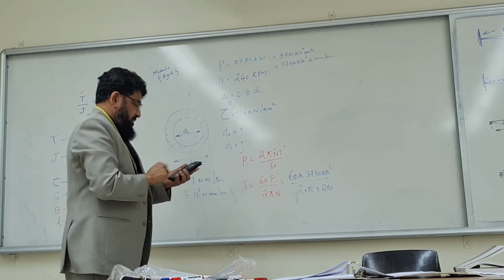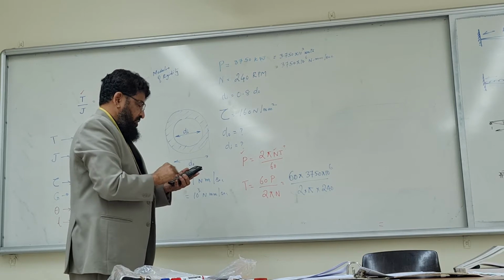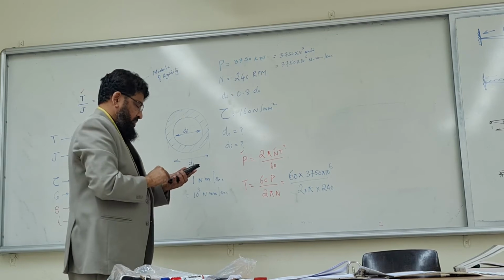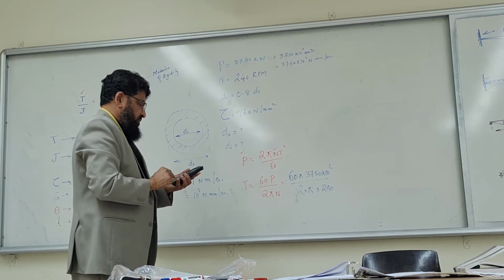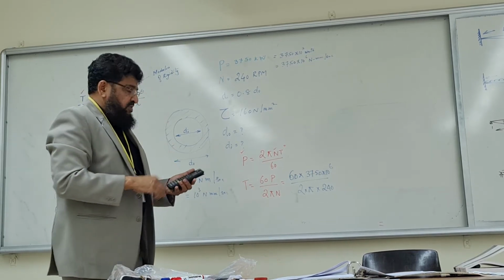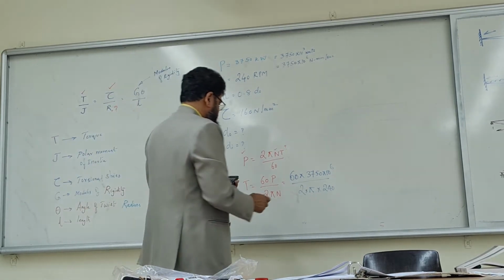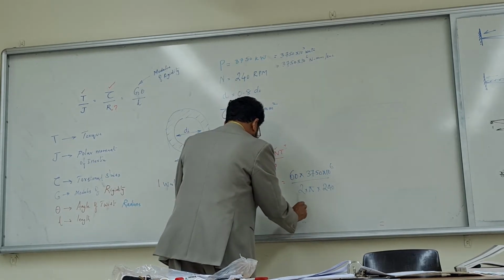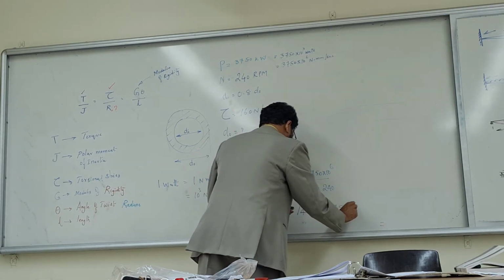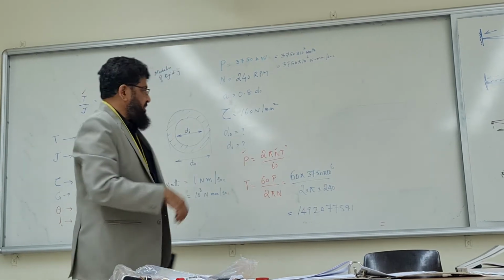Something like that. 60 multiplied by 3750 multiplied by 10 to the power of 6 divided by 2 divided by 5 divided by 240. It is giving me 149207759.1. This is in Newton millimeter. You have this value.